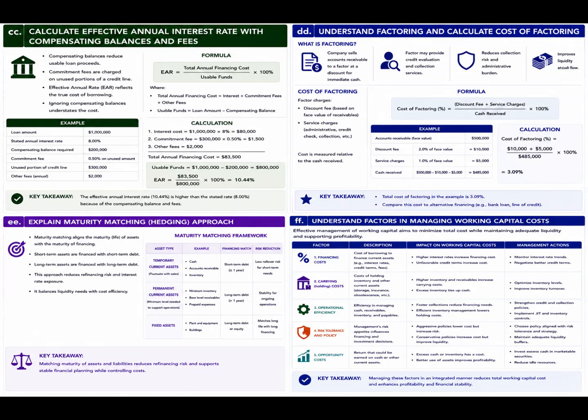Operational efficiency affects receivables, inventory, and payables levels. Risk tolerance shapes policy decisions. Integrated management of cash, receivables, inventory, and payables enhances profitability and financial stability.